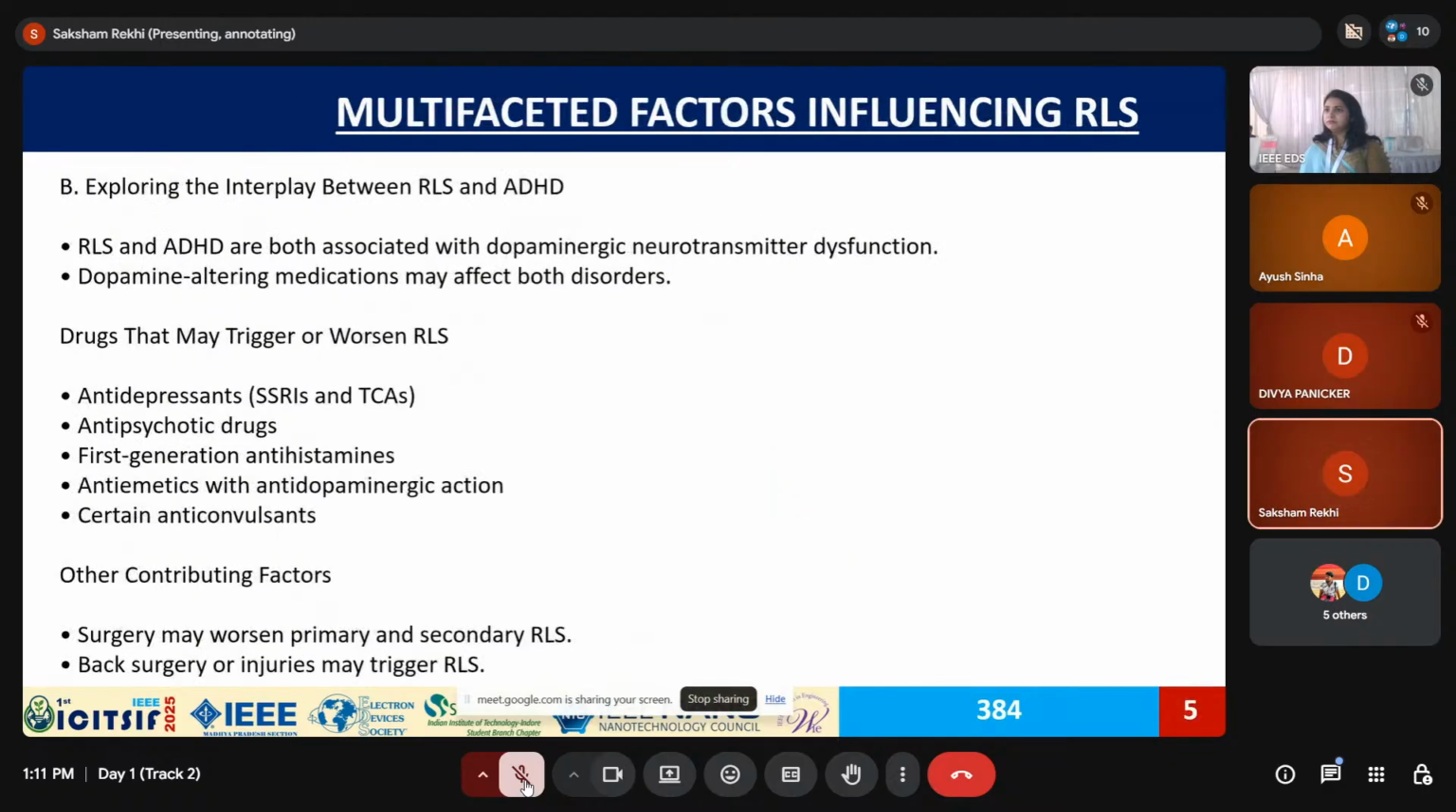Another factor is the interplay between RLS and ADHD. RLS and ADHD are both associated with dopaminergic neurotransmitter dysfunction. Dopamine-altering medical conditions may affect both disorders. Drugs that may trigger or worsen RLS are antidepressants, antipsychotic drugs, first generation antihistamines, antiemetics with dopaminergic action. Other contributing factors: surgery may worsen primary or secondary restless leg syndrome. Back surgery or injury may also trigger RLS.